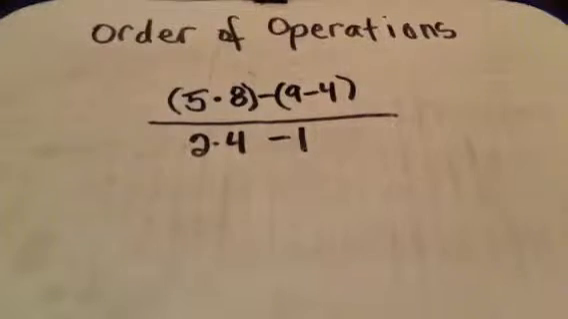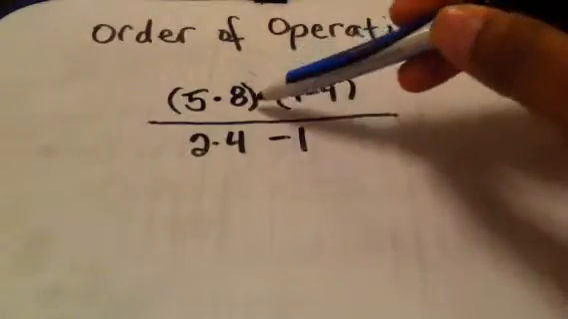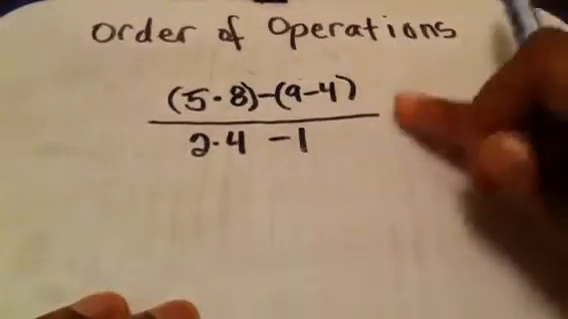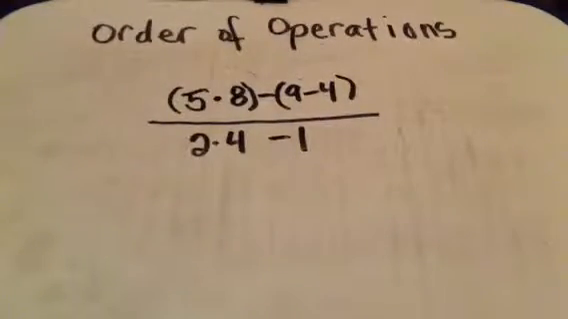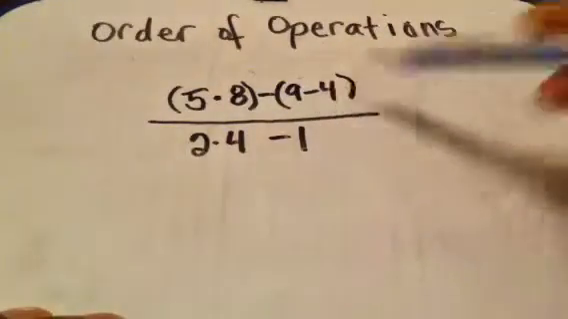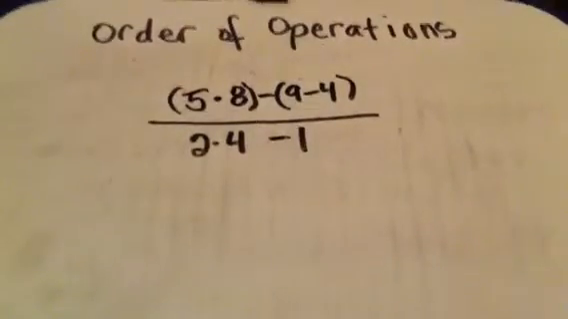So we're going to do grouping symbols in order of the innermost grouping symbols first. You will notice that you have two types of symbols. You have parentheses here, and you also have a fraction line. So would it really make sense in this case to deal with dividing 5 times 8 minus 9 minus 4 by 2 times 4 minus 1? Well, it really doesn't make sense to even tackle that division problem until we simplify the numerator and the denominator.